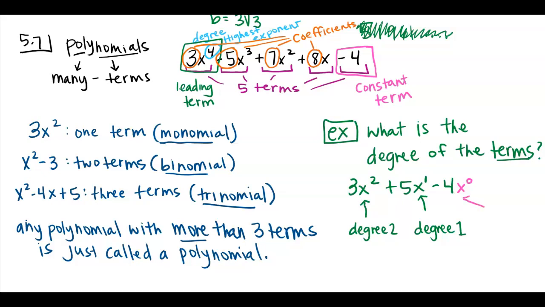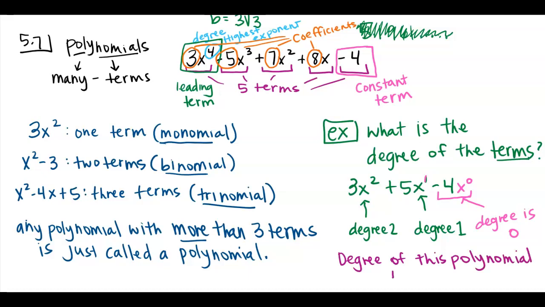But when we're talking about the degree of that term, it is 0, because that's what my exponent is there. So there are kind of invisible exponents here. We've got that invisible 1, and this one is really degree 0. But the degree of the whole polynomial is the highest exponent, so it is 2, because that's my highest exponent.